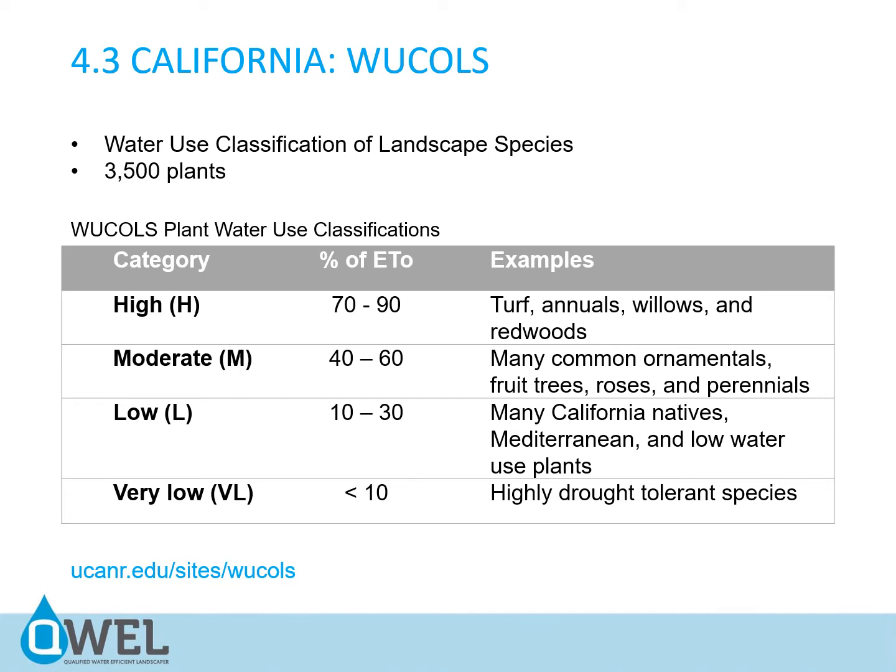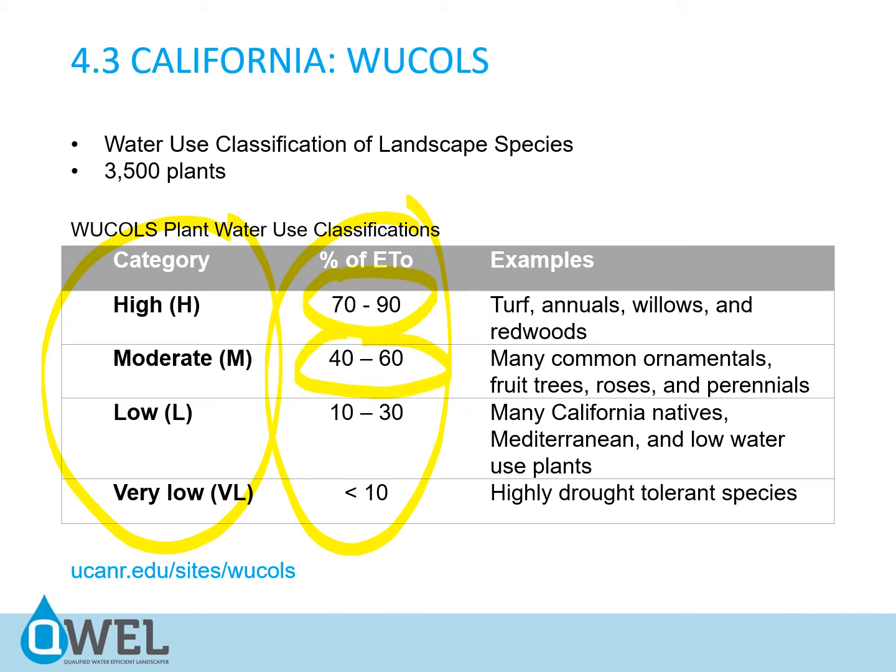4.3 California WUCOLS. Water Use Classification of Landscape Species is a list of approximately 3,500 different plants, and it's broken down into different classifications. So the category is broken down into high, moderate, low, and very low water use plants. And then the given percentages of ETO fall along a range. And we can see that high water use plants is 70 to 90% of ETO. Moderate plants are 40 to 60%. Low is 10 to 30%. And very low is less than 10.